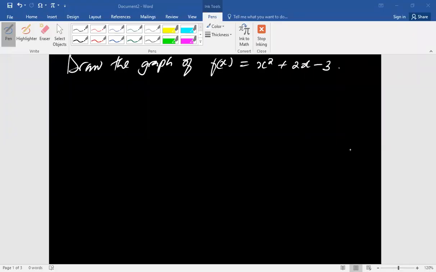Okay, welcome back. This is yet another tutorial where we need to draw the graph of quadratic functions. The example we have here is x squared plus 2x minus 3. We need to draw the graph of this function.